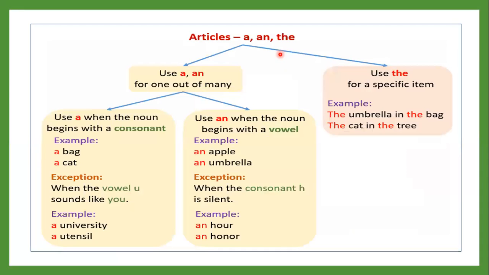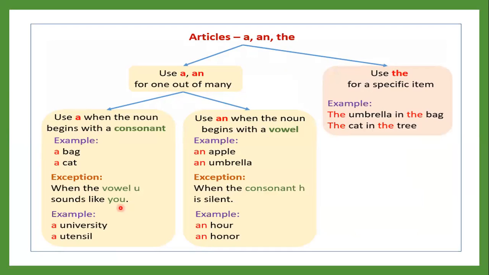First of all, there are articles a, an, and the. Now, use of a and an for one out of many. Use a when the noun begins with a consonant. Example, a bag, a cat. Now, the exceptions. This is where you people always make mistakes. If I give you an exceptional sentence for an article, you always make a mistake.